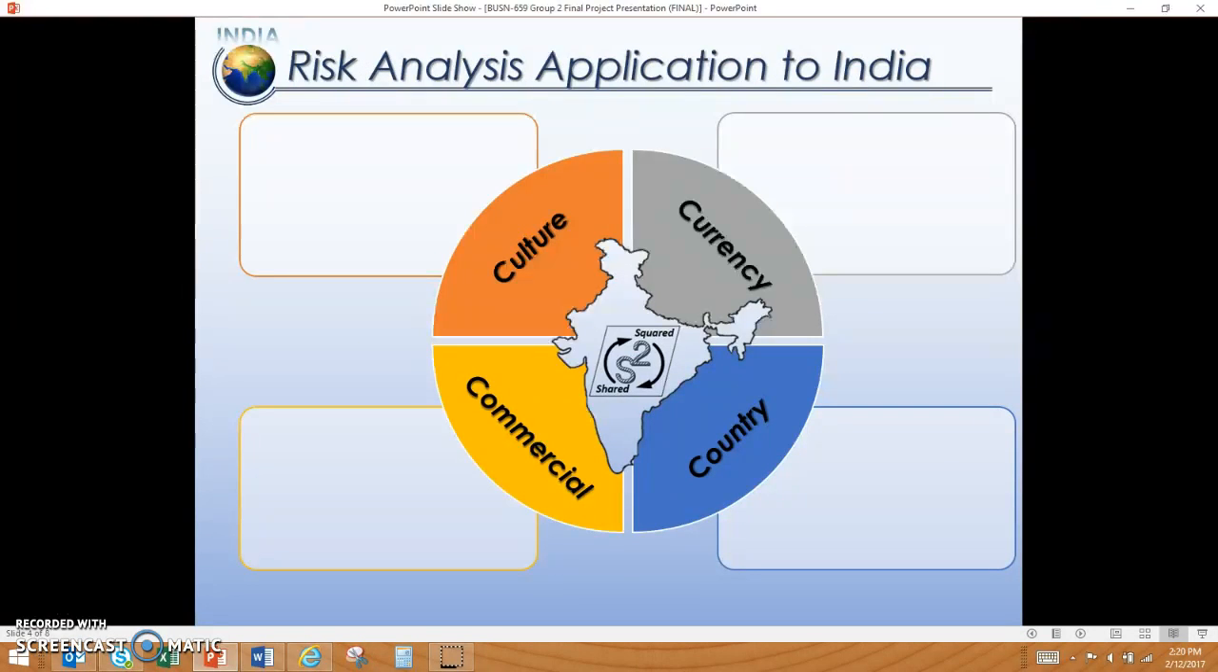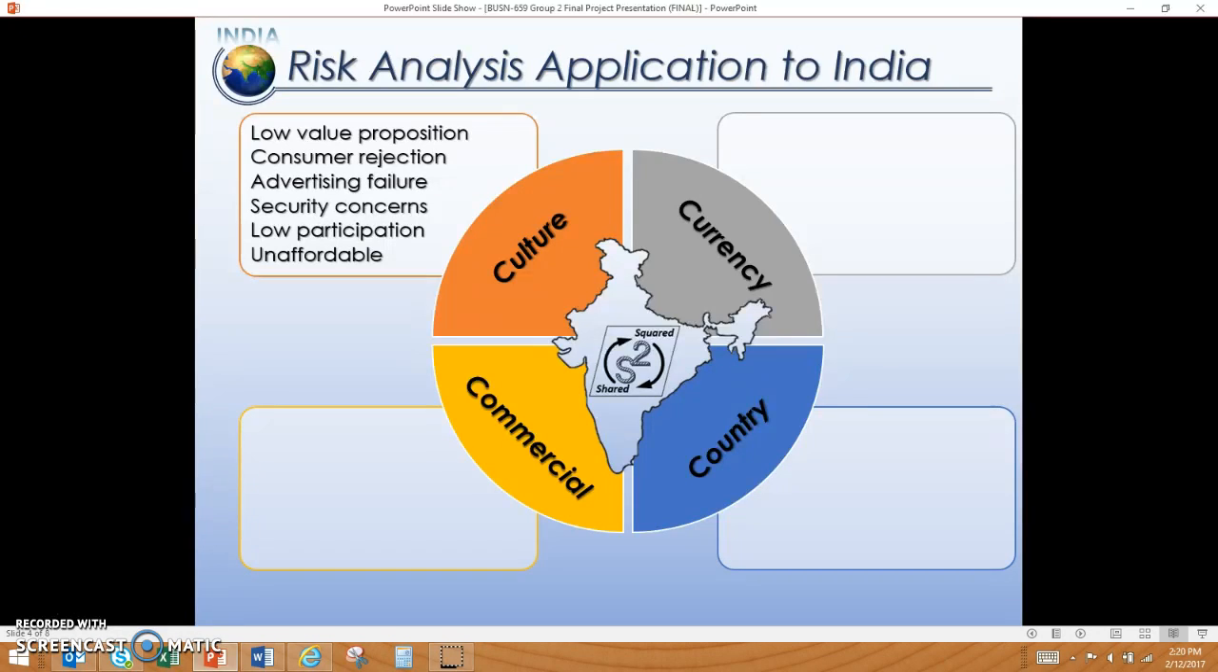Cavaskill, Knight, and Reisenberger refer to four specific types of risks faced by global businesses: cross-cultural, commercial, currency, and country. Group 2 carefully evaluated India's emerging market through the lens of each category risk. Cultural risk. There is a possibility that Indian consumers will not value the product and service offered by Shared Squared, or that they perceive the value proposition to be low.